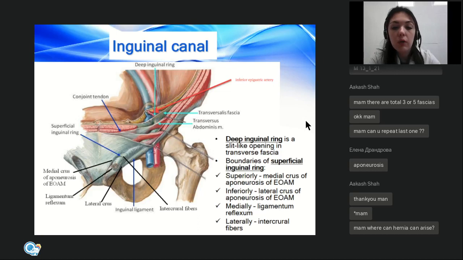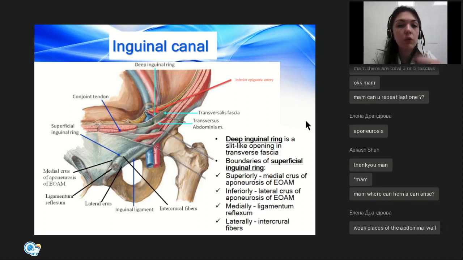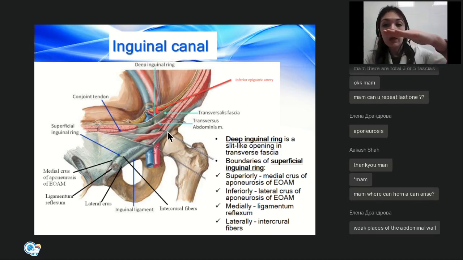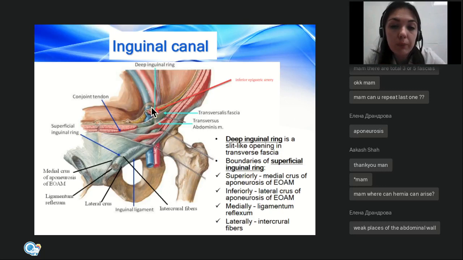Hernia can arise in the weak places of the abdomen, and not only of the abdominal wall. They can also arise in the weak places of the diaphragm. We'll talk about it later. So another weak place of the abdominal wall is the inguinal canal. Here we can see it. Now we are moving downward towards the hip bone, yes? In the inferior parts of the lateral muscles of the abdomen, there is the inguinal canal.